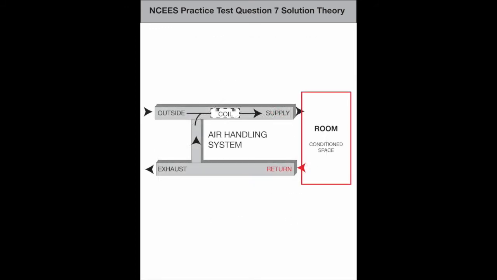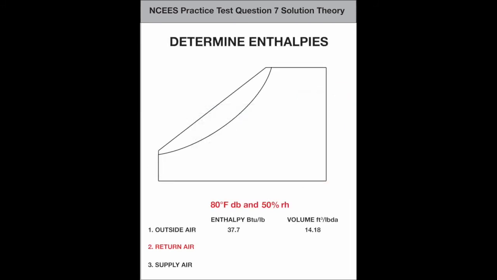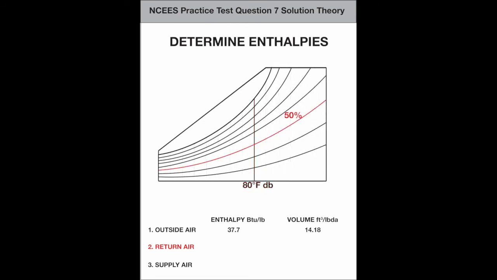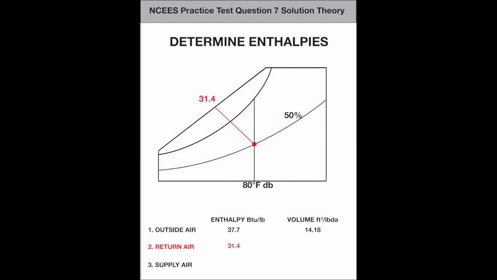Return air is the room air. You should know that. It returns from the conditioned space. The return air is 80 degrees Fahrenheit dry bulb, 50% RH. Look up where the dry bulb temperature of 80 intersects with the relative humidity of 50%. Enthalpy is roughly 31.4. Volume is roughly 13.85.